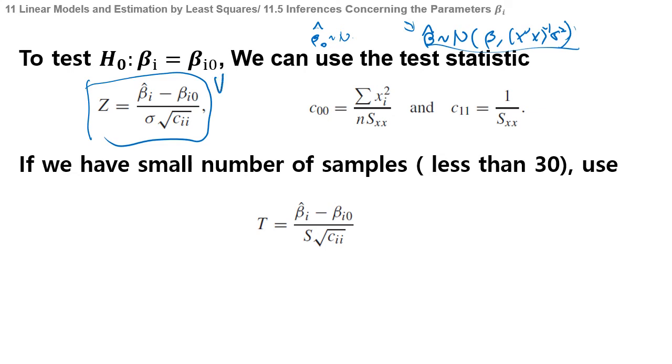And for a small number of samples, like if we have less than 30, then we can use the t-test, which is, replace sigma with s, and we can define our t-statistic this way.